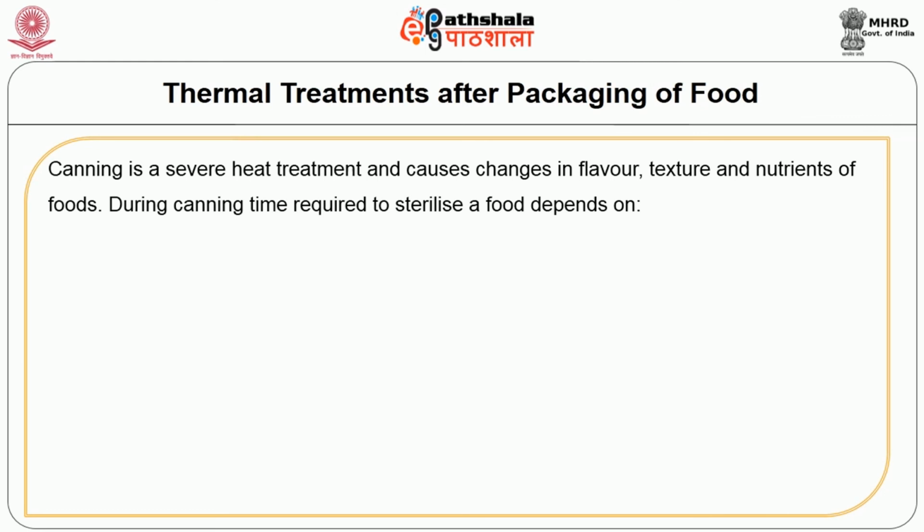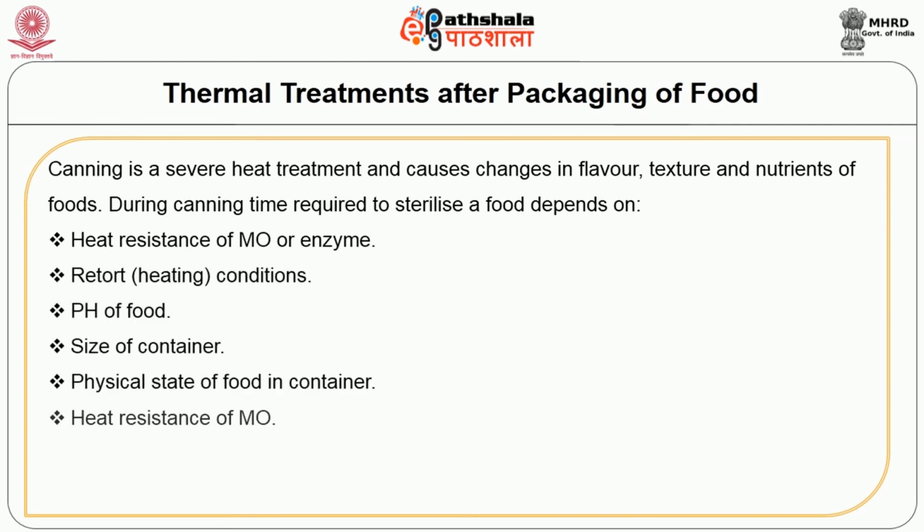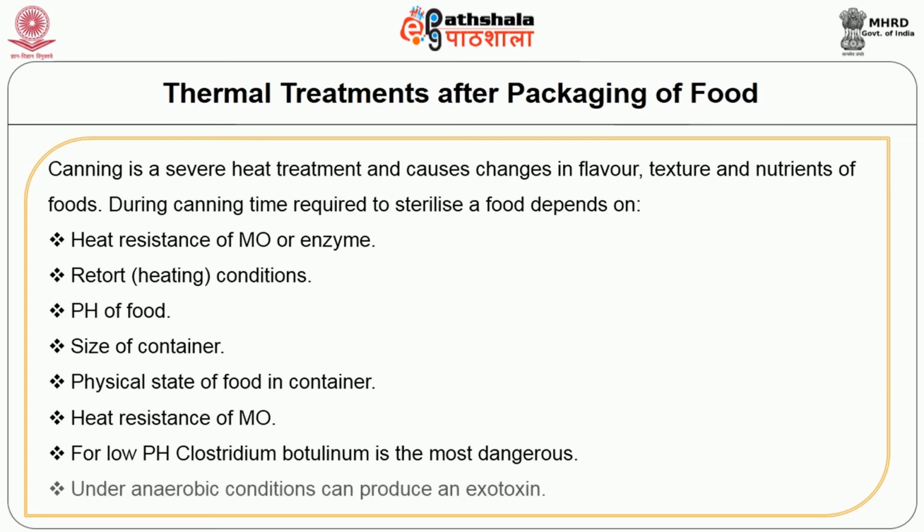During canning, the time required to sterilize a food depends on the heat resistance of the microorganism or enzyme, retorting condition, pH of the food, size of the container, and heat resistance of the microorganism. For low pH, Clostridium botulinum is the most dangerous. Under anaerobic conditions, it can produce the exotoxin.